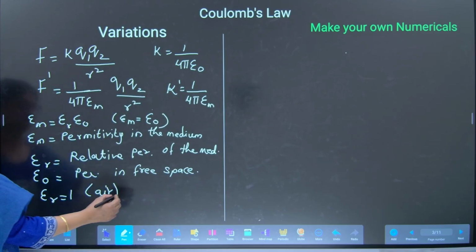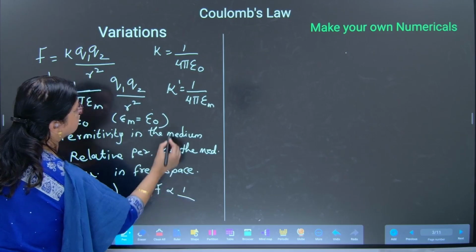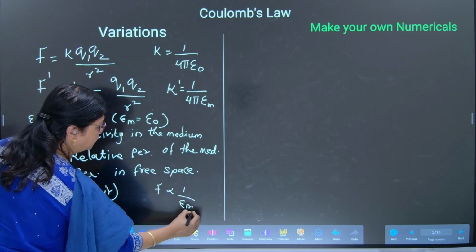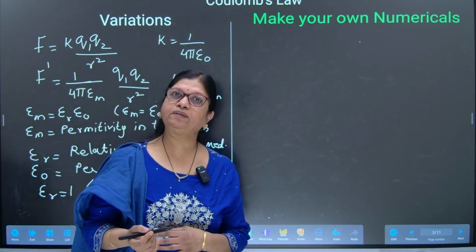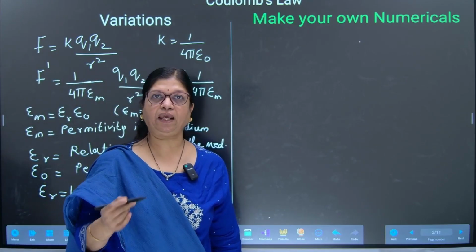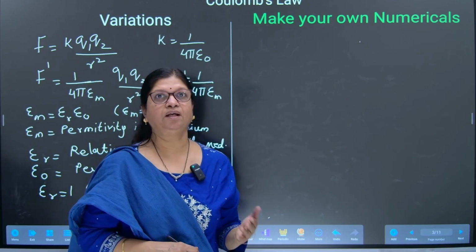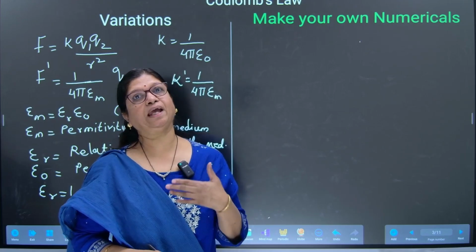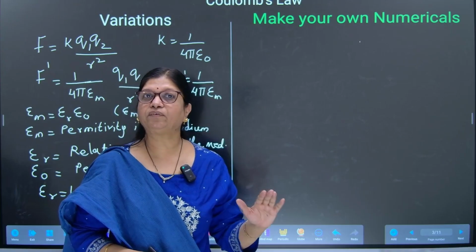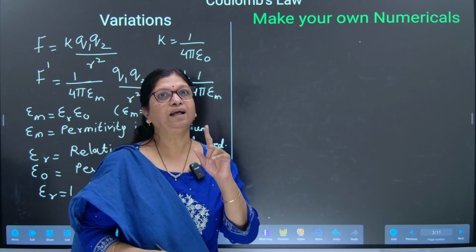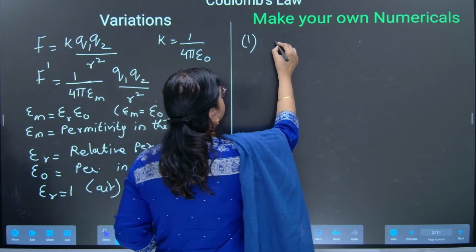Why? Because F is inversely proportional to epsilon m. So, getting the knowledge of what is the force between the two charges when we place them in air and when we place them in vacuum, we move to a new section where you can think of and make your own numericals with variations available to you according to the formula.